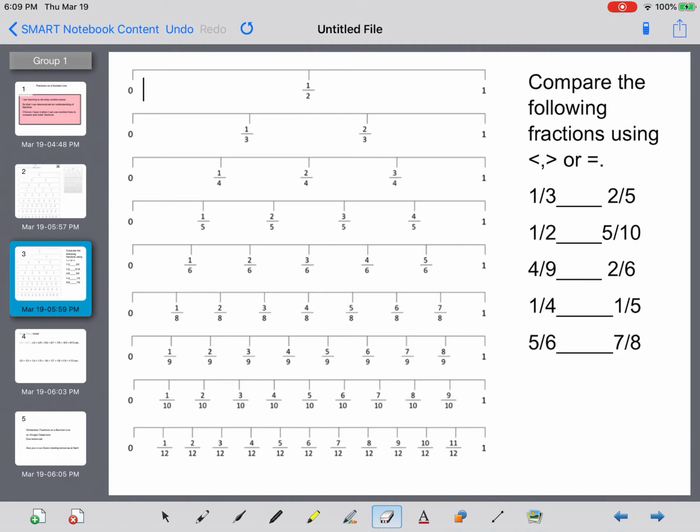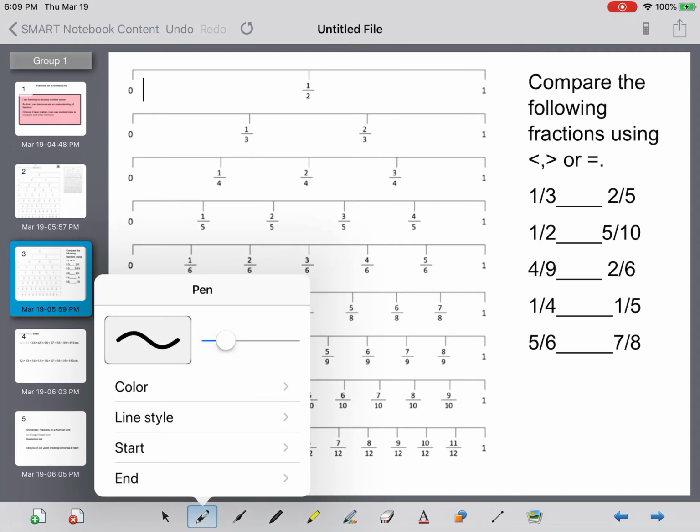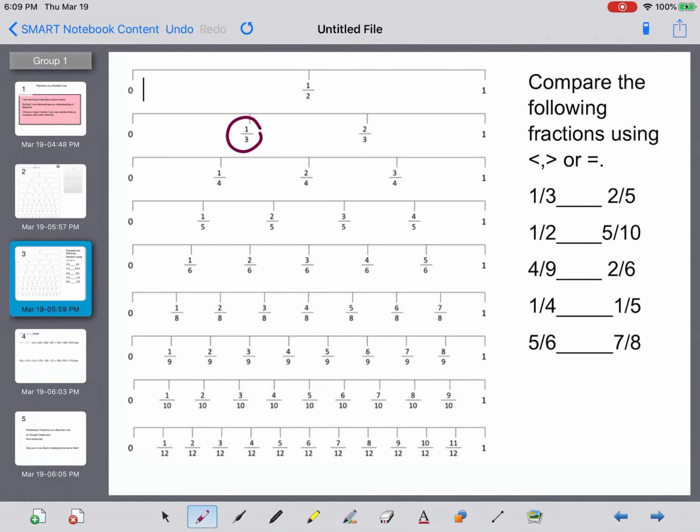So first we want to compare 1/3, which is right here. Good. So 1/3 is right here. And we want to compare that to 2/5, which is right here. And if we line them up, we can see that 2/5 is farther along the line, which means that it's a bigger fraction. So we're going to say that 1/3 is less than 2/5.